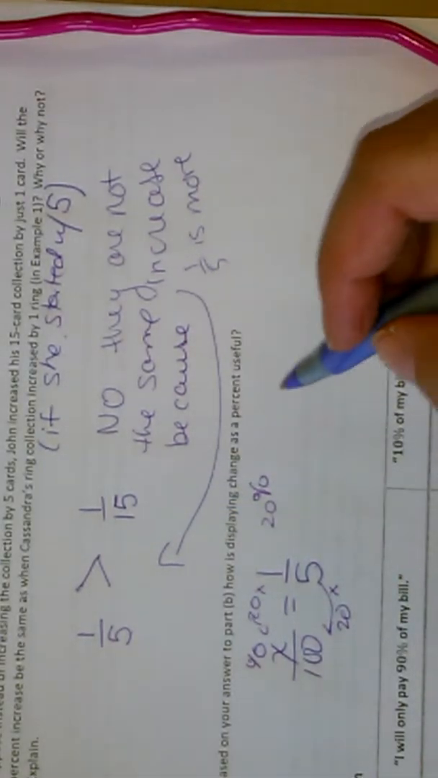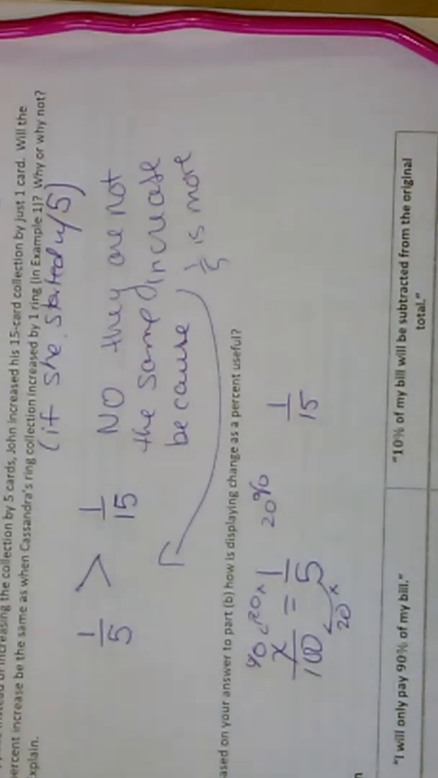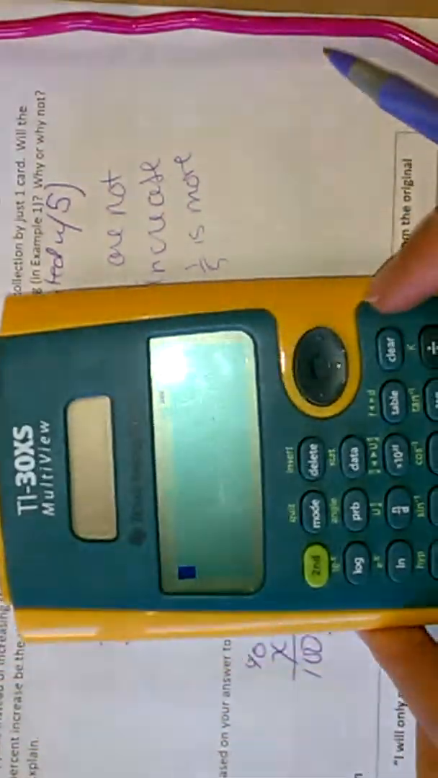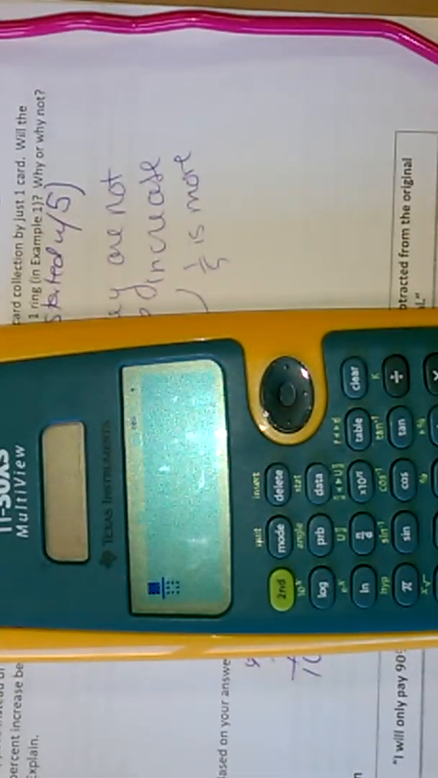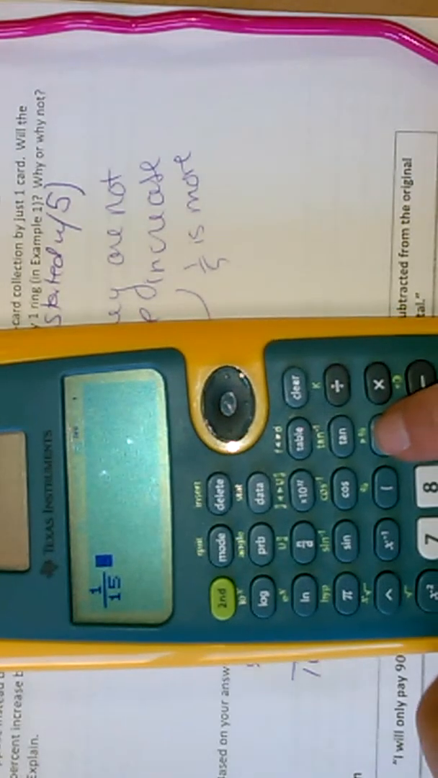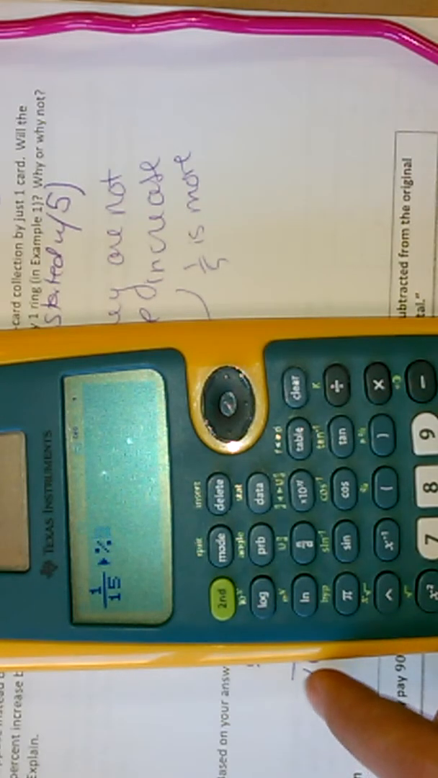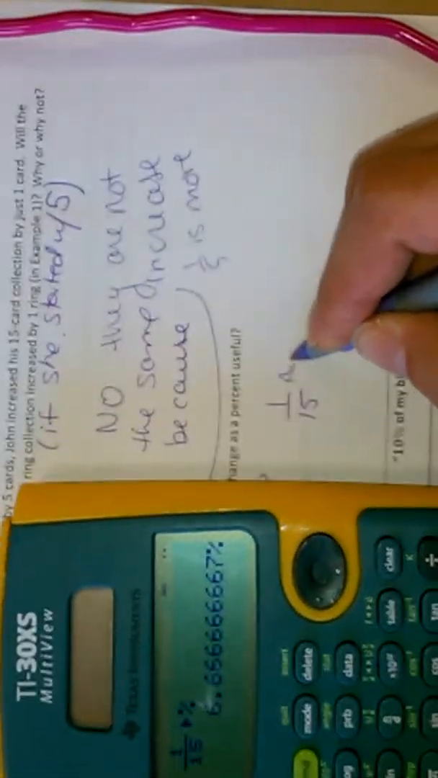And 1 out of 15, I can also change to a percent quickly. I can show you something else that's cool. If I want to change that fraction to a percentage, I can press my fraction button, 1/15, and then there's a change it to percent button. Anytime you see a triangle, that means change it to, and it's green, so I have to press green. If I change that to a percent, it's approximately 6.7%.